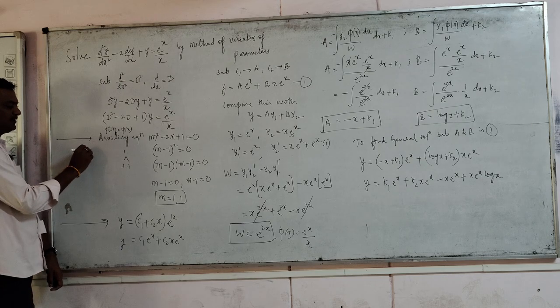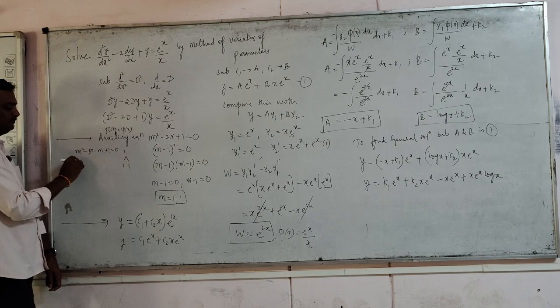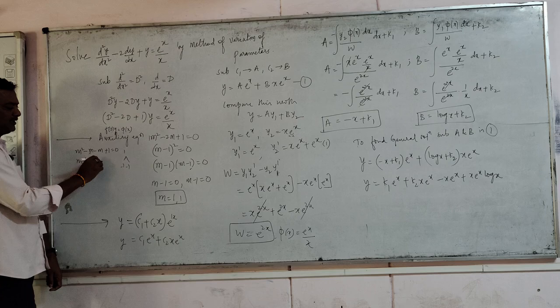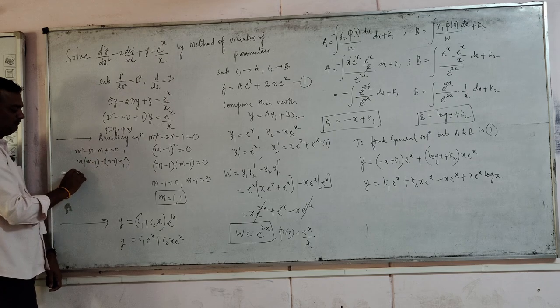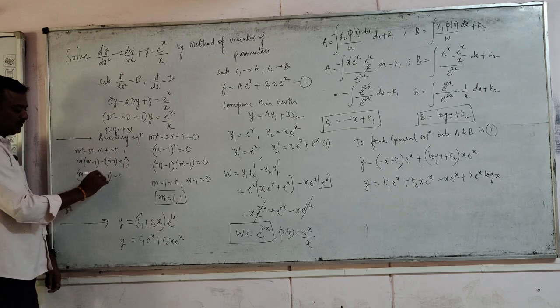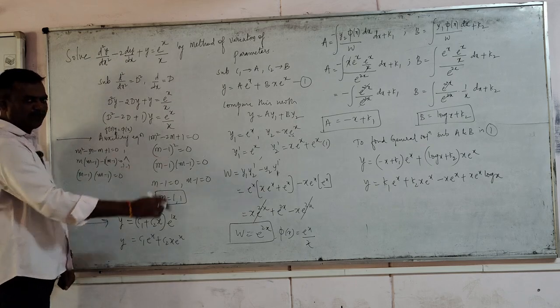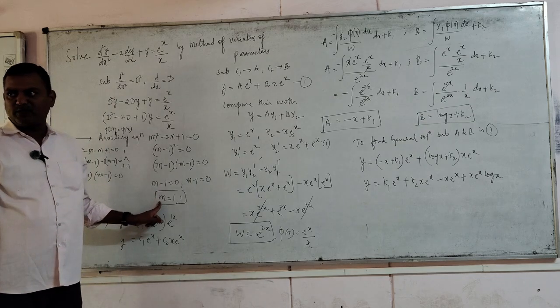m square minus m minus m plus 1 equal to 0, m into (m minus 1) minus 1 into (m minus 1) equal to 0, (m minus 1) into (m minus 1) equal to 0. Once you get (m minus 1)(m minus 1) equal to 0, you will get the roots 1 and 1.